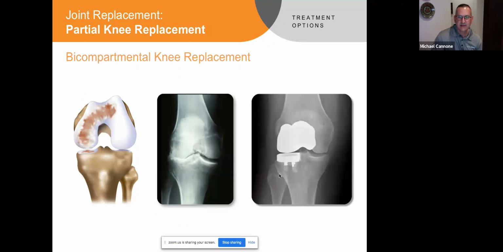And this is a similar example of a patient that has lateral compartment arthritis that's had a lateral uni put in. Lateral unis are usually fixed bearing, and this actually was the duo, so they replaced the patellofemoral compartment also. But like I talked about earlier, these really didn't do real well long term.